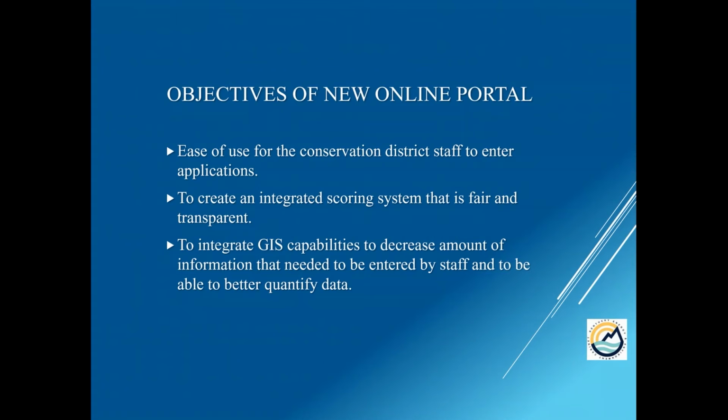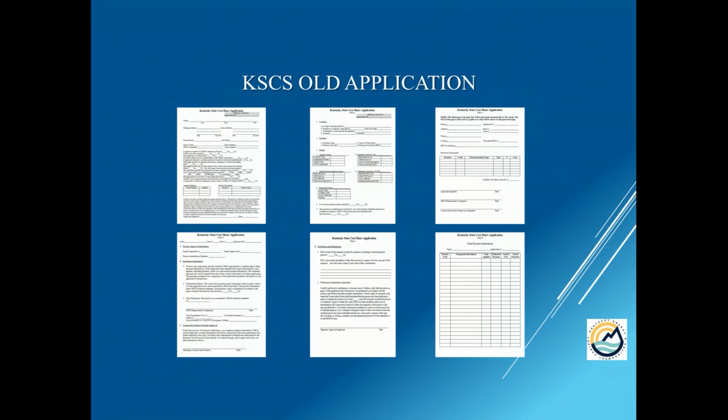We wanted to integrate GIS into the system. That helped that ease of use on the front end, and also helped on the back end for us to be able to quantify the data and manipulate that data much more effectively. And then the other thing we wanted in the system was to create a very reliable and very transparent scoring system. As I stated before, the scoring system in the old program was not very consistent.